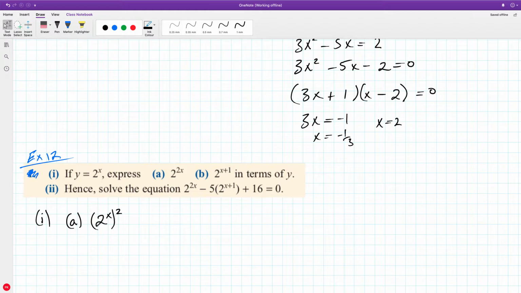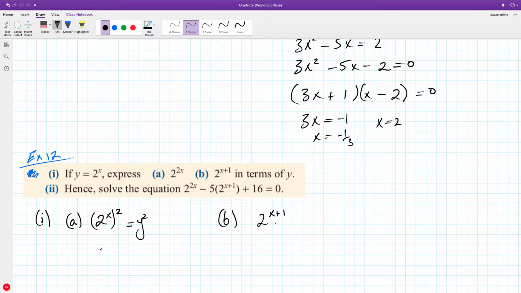So we're going to reverse. A power raised to a power is multiply, and we're going to reverse that. So you can reverse the rules as well. So if 2 to the power of x is equal to y, what's this going to be? y squared.